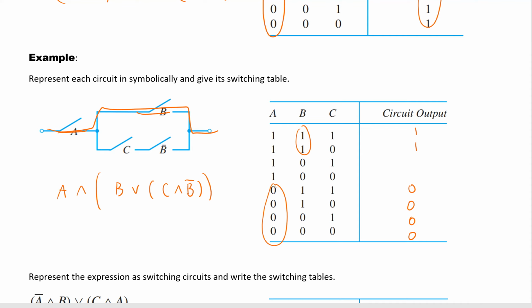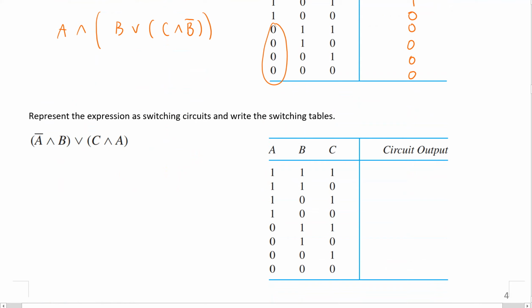Okay, if A is 1 but B is 0, then B complement will be closed. Okay, then look at C. If C is closed, then we can go through this way, right? But when C is open, then we cannot go through. So that's why this is the switching table. So far, so good. So we look at the circuits, and then we can imagine what happens to the currents, whether they can go through for each switch. Okay, let's continue.